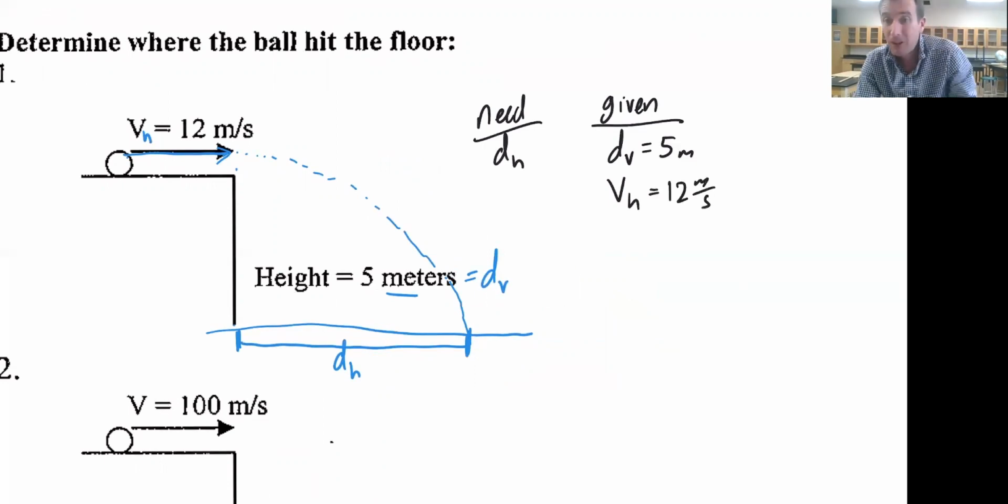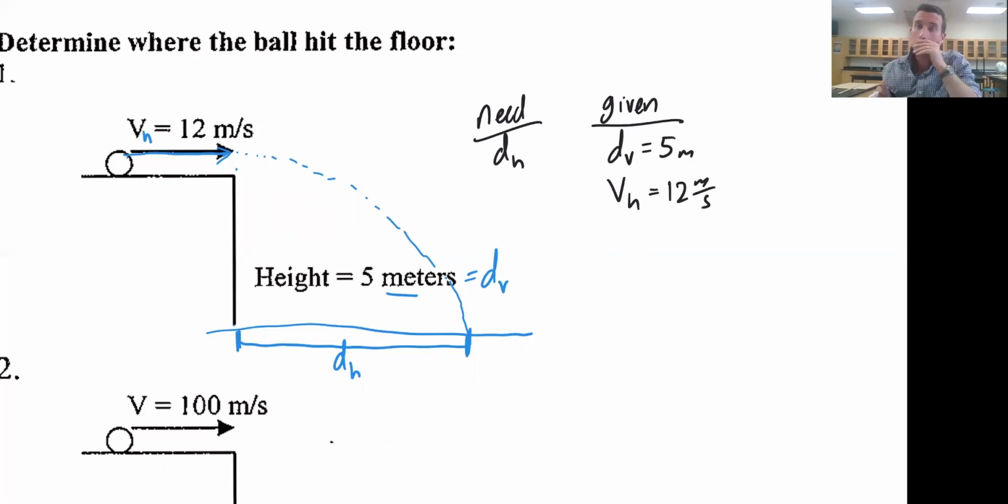Okay, so the first thing that I have to remember is that I have to treat horizontal and vertical as independent, meaning I can't mix and match between them. The one thing that is consistent for both of those is time, because time isn't horizontal and time's not vertical. Time is universal, let's say.